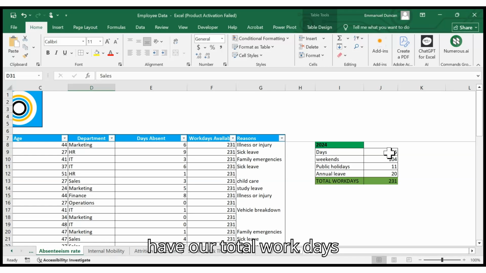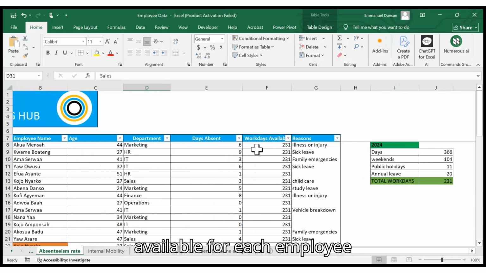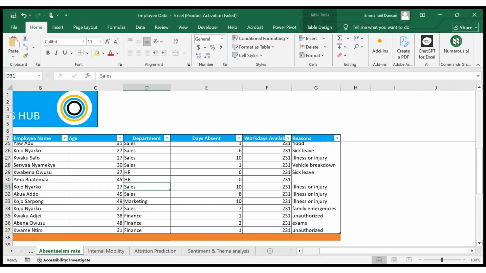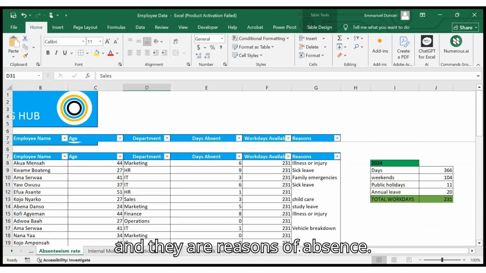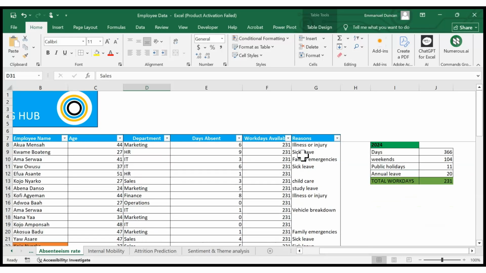We have our total work days being 231. So you realize the work days available for each employee is 231. And their reasons of absence.